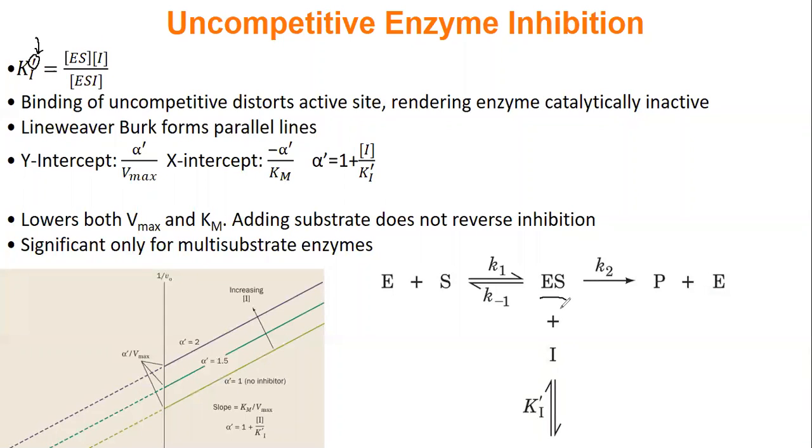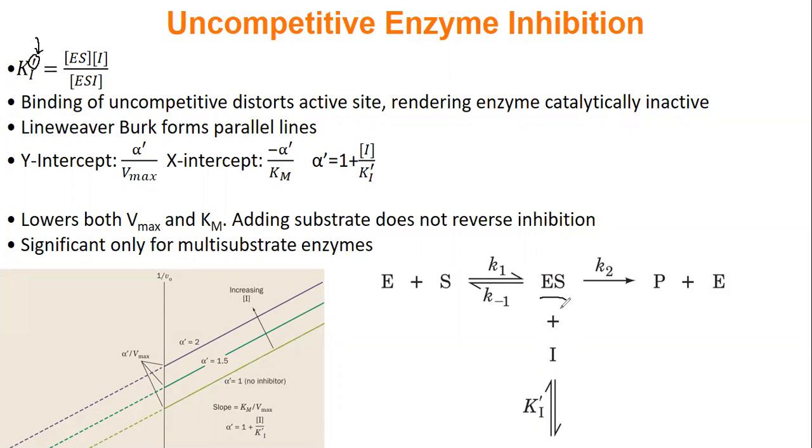And what happens when an uncompetitive inhibitor binds is it binds away from the active site and it will distort the active site. So since the active site becomes distorted, the enzyme is no longer enzymatically active, or catalytically active rather, and you have an inhibited enzyme.